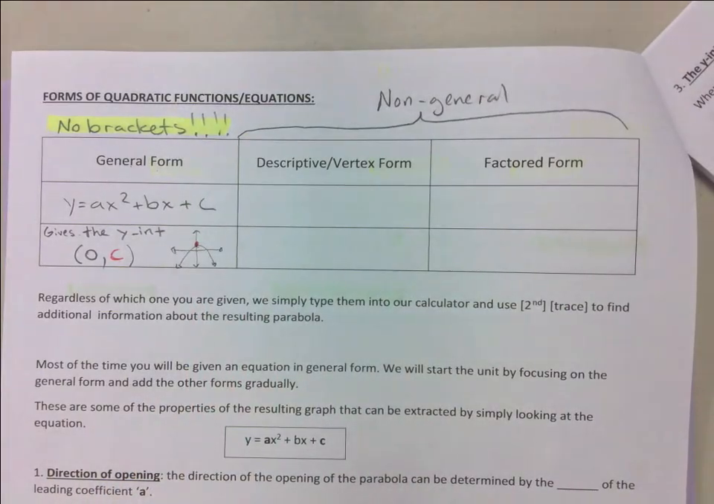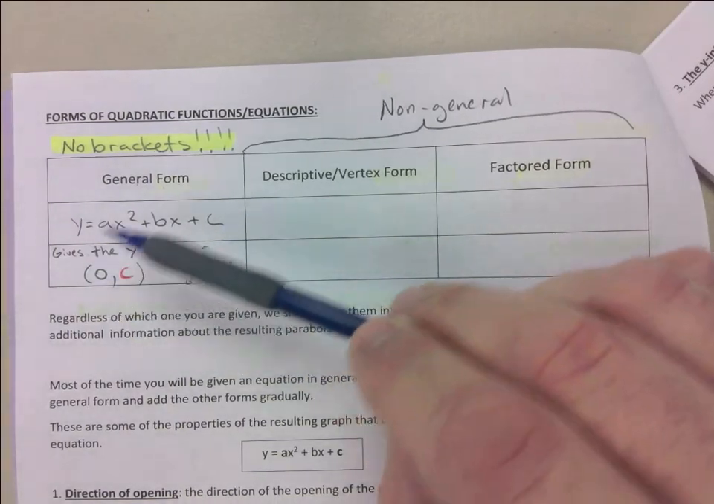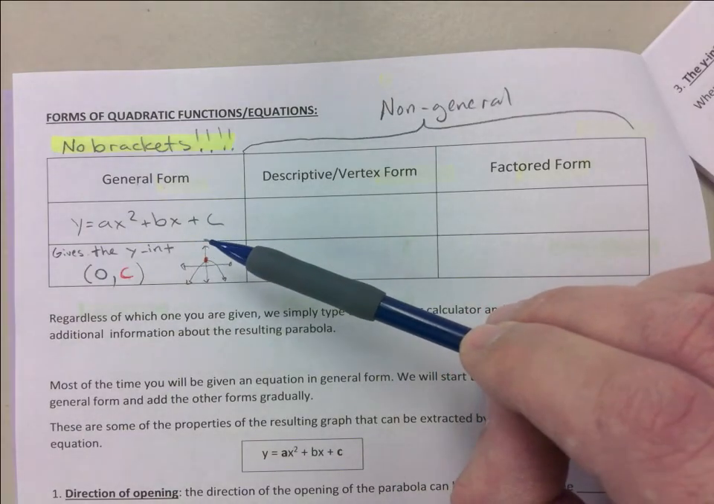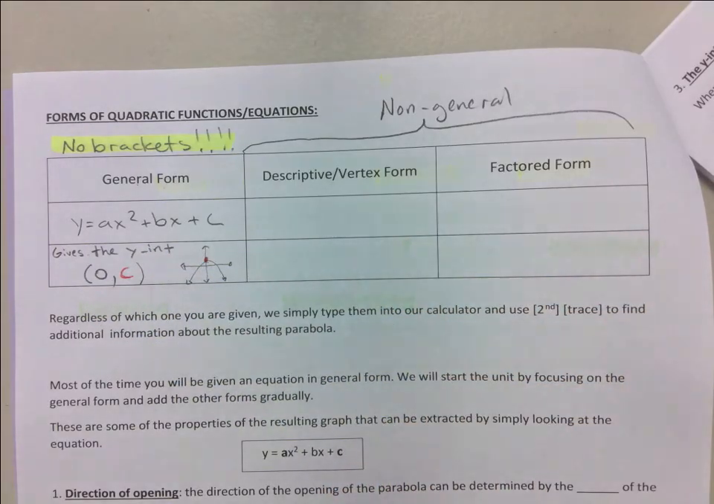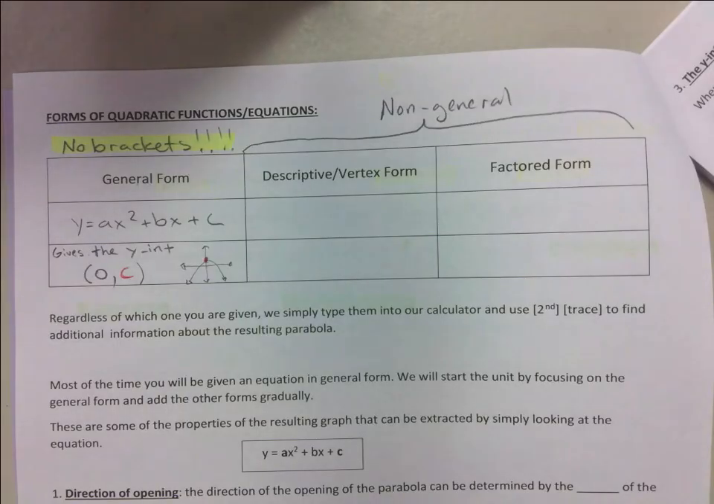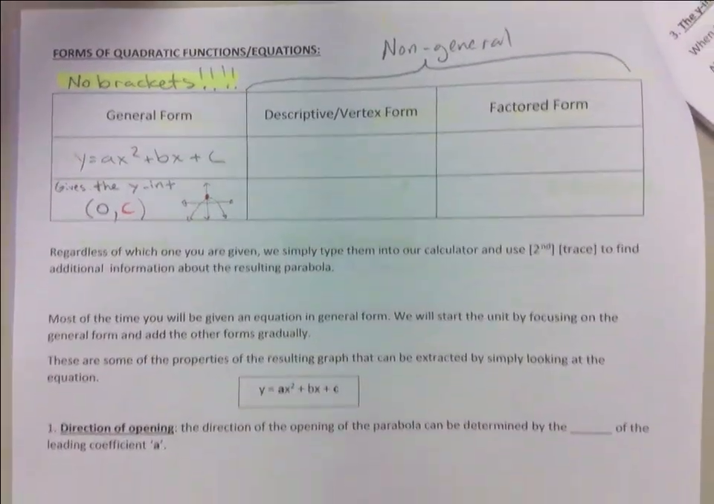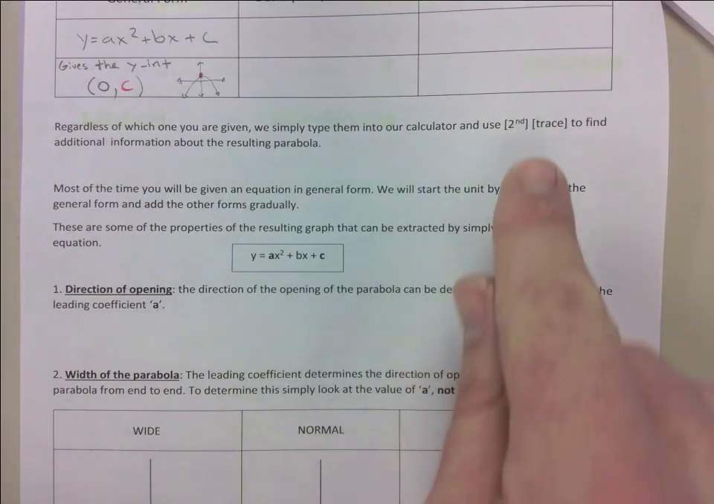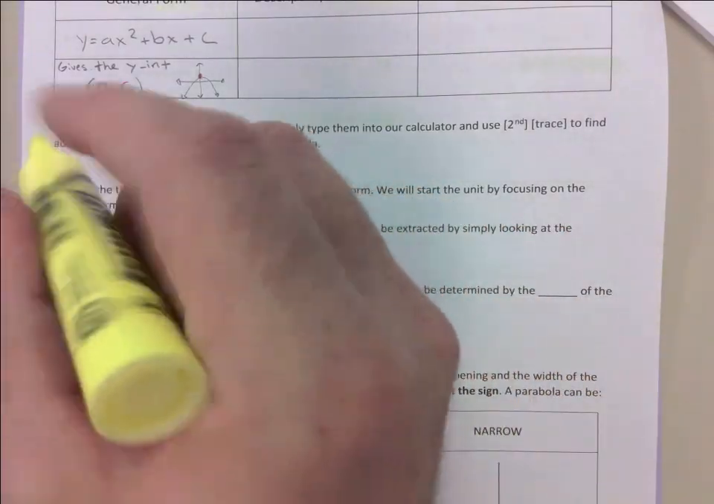However, I want you to also be able to think critically and know the basic behaviors just by looking at it, because if you type this in wrong, everything is going to be wrong. I want you to be able to know, wait a minute, this graph doesn't look right, because I know certain things about a quadratic. So let's keep going. Regardless of which one you're given, simply type it into your calculator and use second trace to find additional information about the resulting parabola. I think this is worth highlighting.